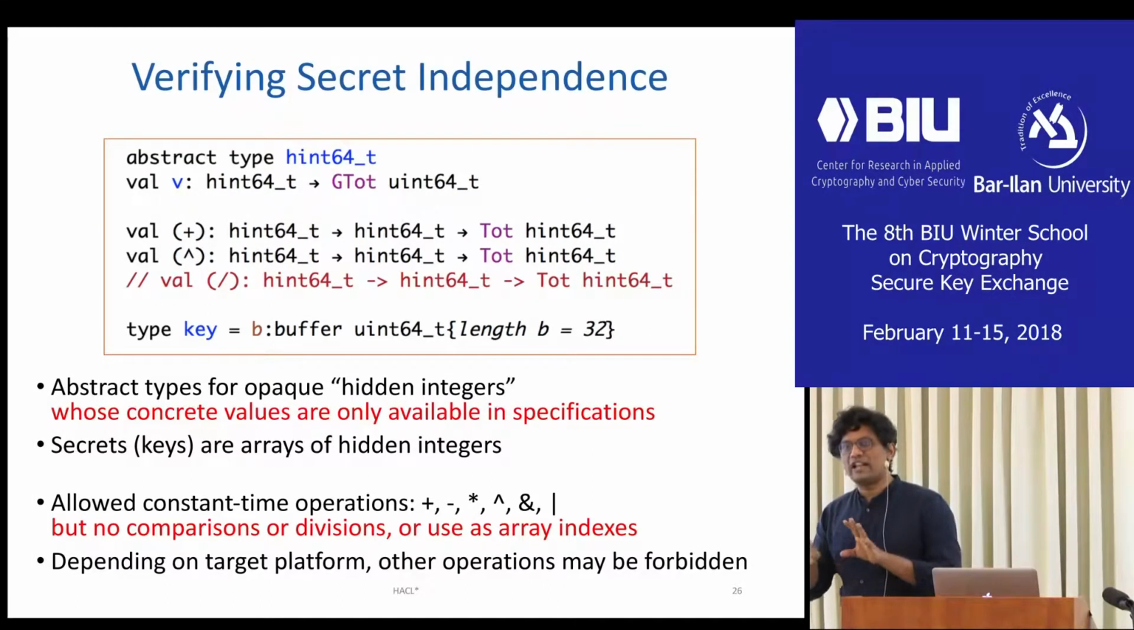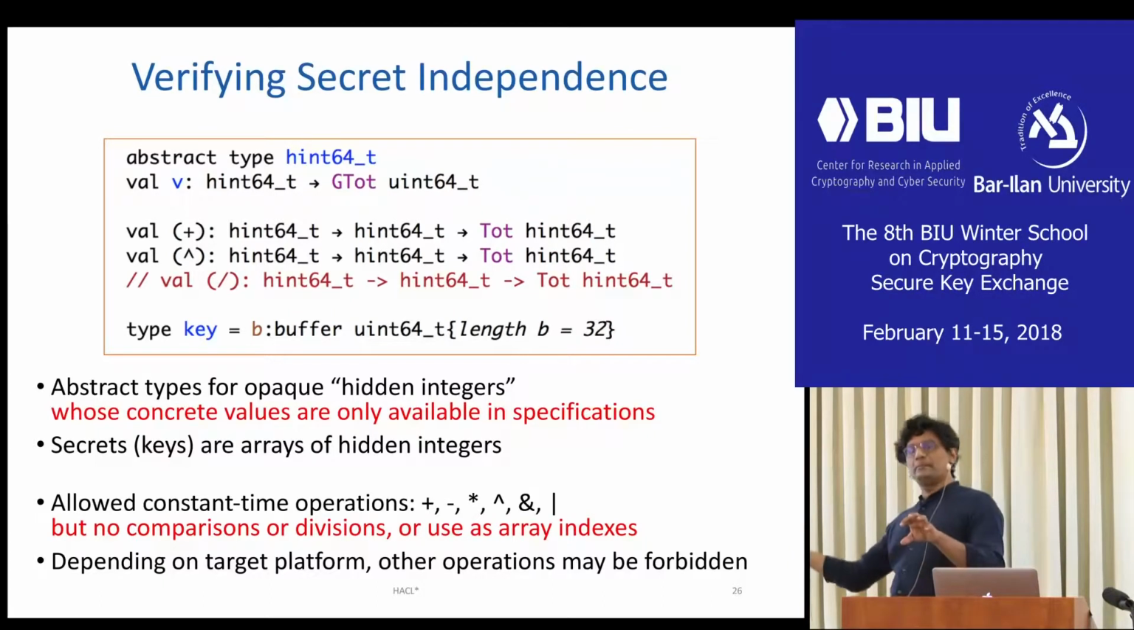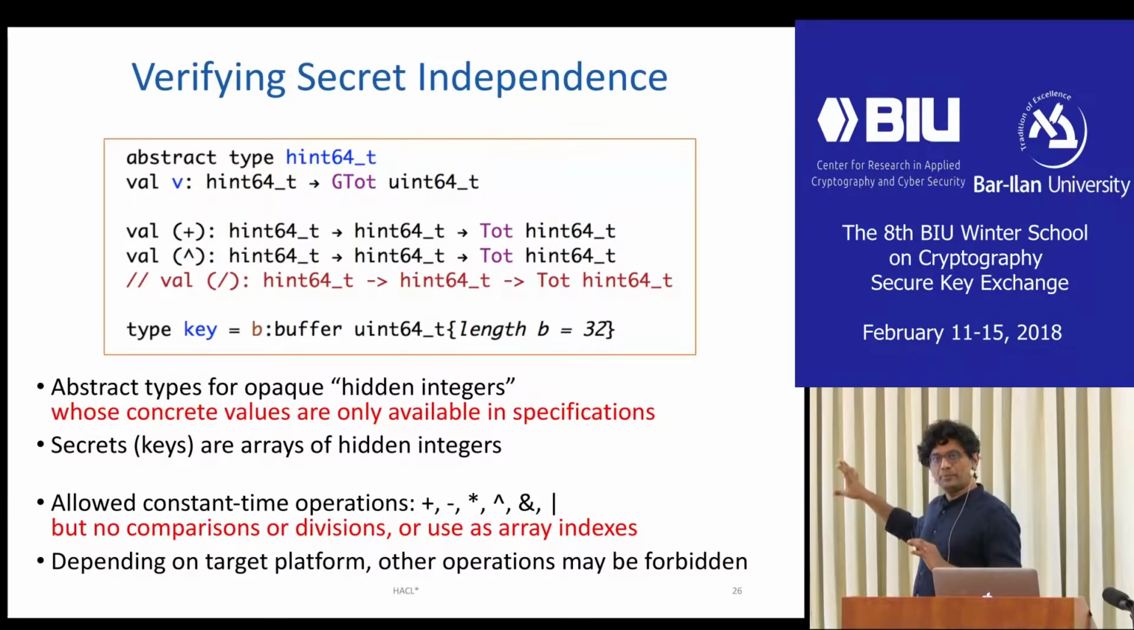In code, you cannot use the actual value of it. You cannot print out the value of a hidden integer. You cannot convert it to an array index and look up something. You cannot compare two hidden integers. There's no equality on them. You can convert a regular integer into a hidden integer, but you cannot convert it back. You cannot convert it to a Boolean either. So you're only allowed a very small curated set of operations that you can do on it.